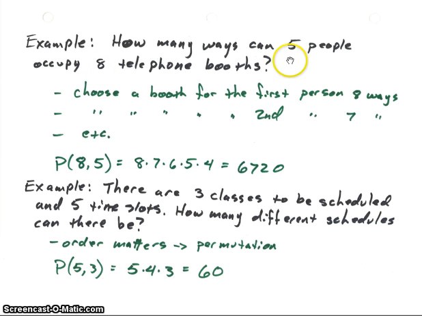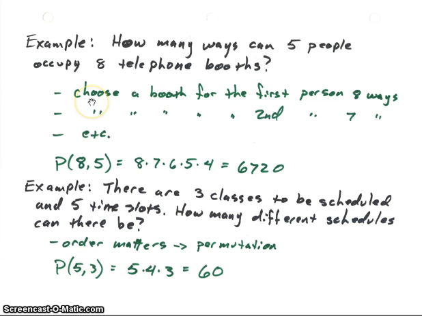Well, we're ending up with each person in a different booth. We want to know what booth those people are in. So what we're really doing is choosing a booth for each person. So we're choosing 5 different booths out of the 8 total that we have to choose from. And we're going to look at this in terms of order. We're not just choosing them, but we're choosing a booth for a particular person. And therefore order matters.